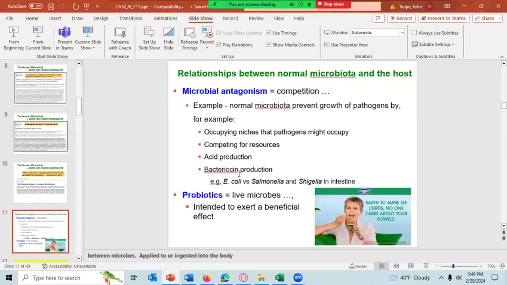Bacteriocin can be produced by the normal microbiota, and bacteriocin is a protein that inhibits the growth of a certain class of microbes. Like E. coli, if it's producing a bacteriocin, the bacteriocin from E. coli will prevent the growth of Salmonella and Shigella. So a bacteriocin prevents the growth of similar bacteria to the microbe which is making the bacteriocin.